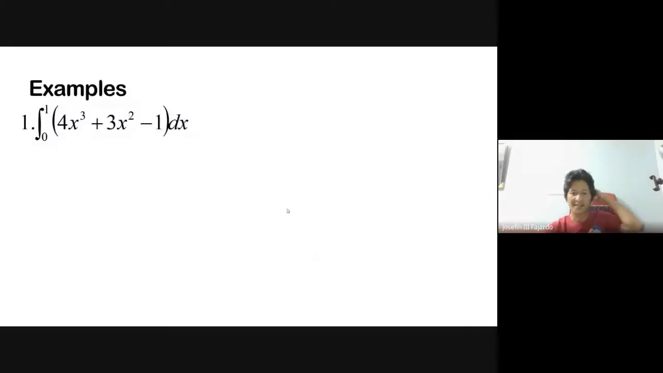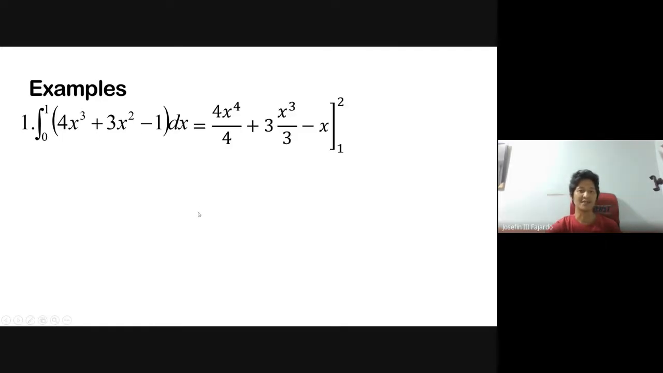Okay. Simple muna tayong example, guys. So let's have this first simple example. Sorry about that. Okay, so can you see this, guys? Opo. Okay, so how do we get the integral of 4x cubed plus 3x squared minus 1 dx from 0 to 1? So, ang alam natin dati, wala yung 0 to 1 na to, di ba? So, we can easily get the integral of that. So, that is just this, di ba?